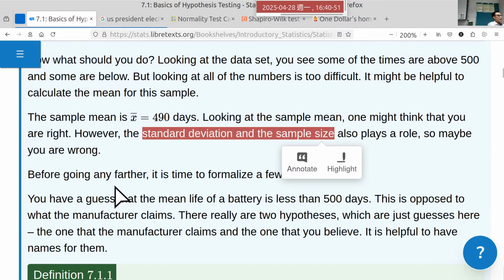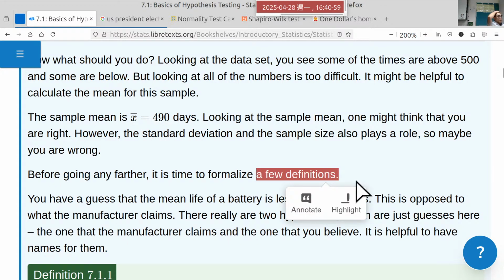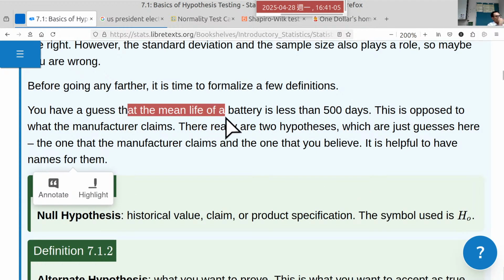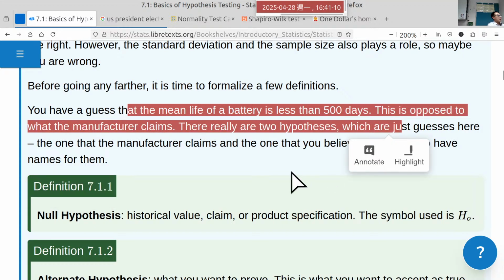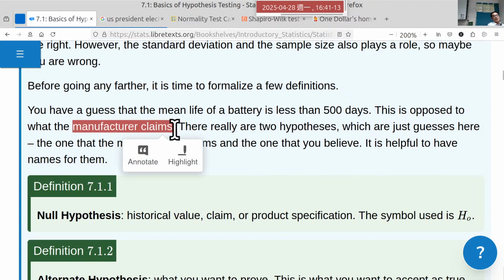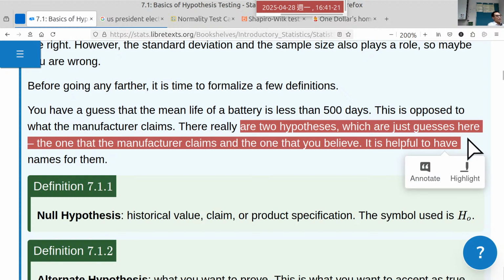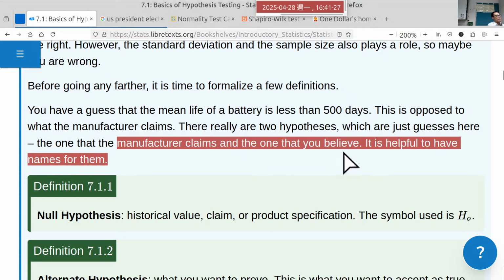Before going any further, it is time to formalize a few definitions. And you have a guess that the mean life of the battery is less than 500 days. This is opposite to the manufacturer's claim. There really are two hypotheses, which are just guesses. Here, the one that is the manufacturer's claim and the one you believe. These have to have names.